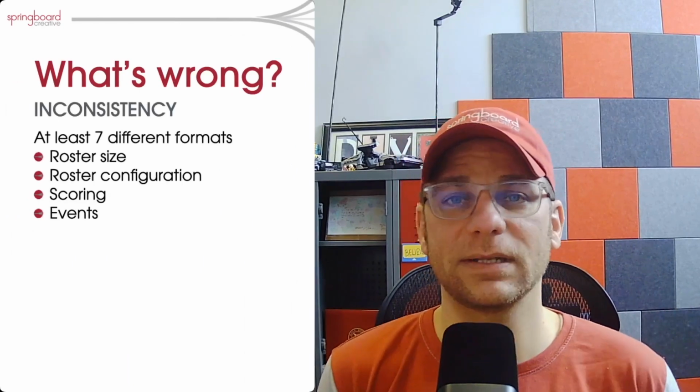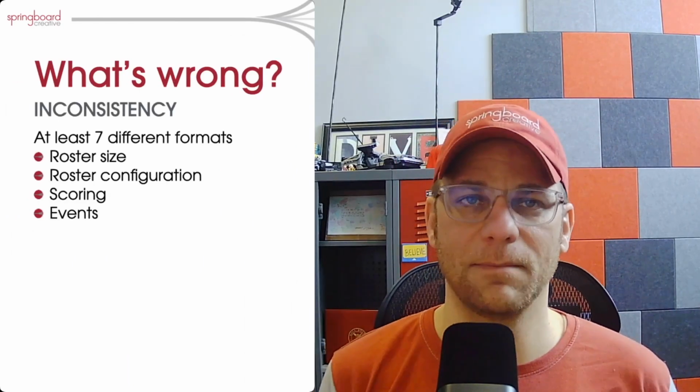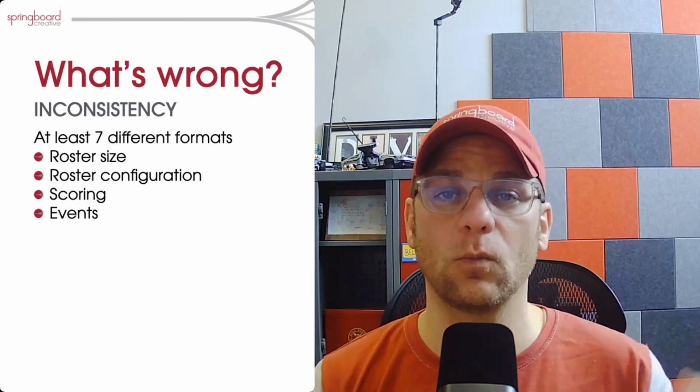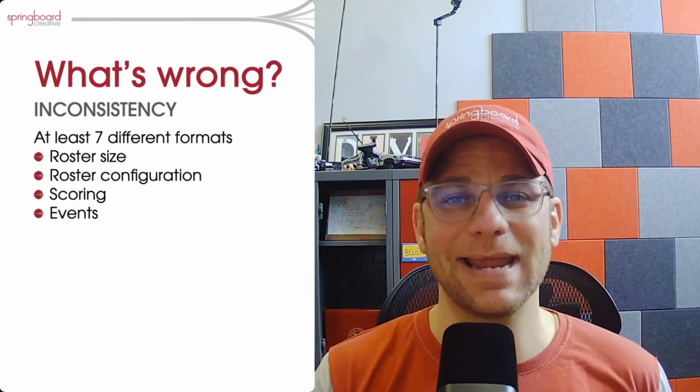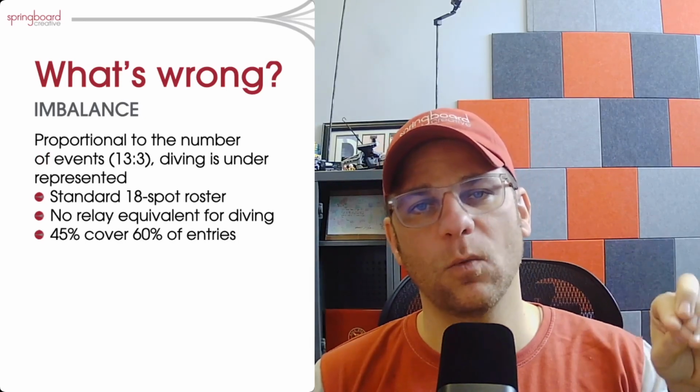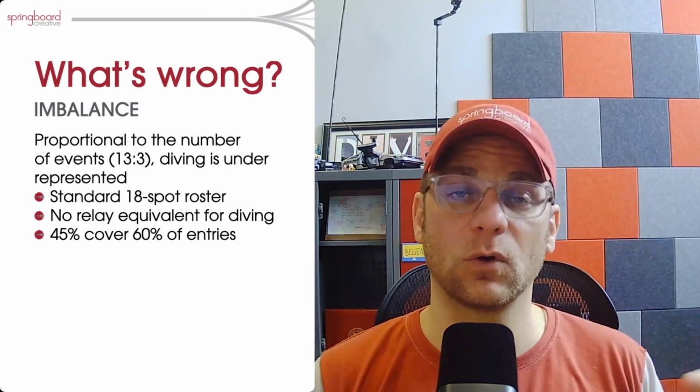So the first thing we want to tackle is what's wrong with the current model, and I should say models, because there are so many out there. We're going to look at what's going on with them in two main areas: inconsistency and imbalance. And we're going to figure out a way to address all of that moving forward with our proposal at the end.